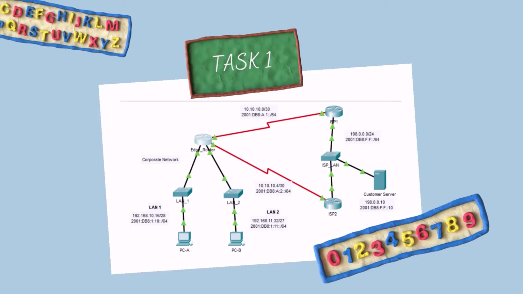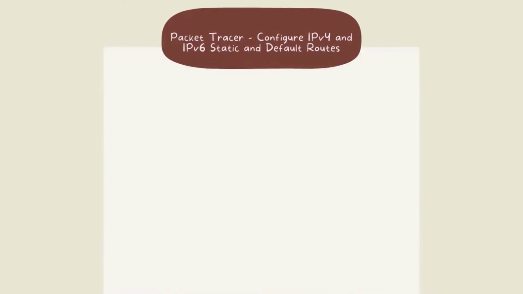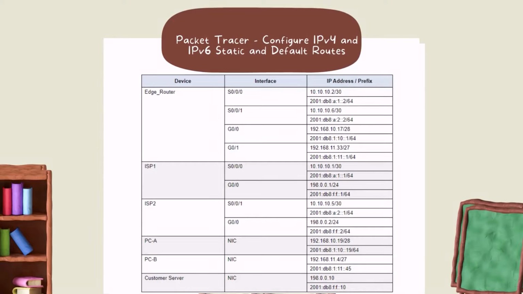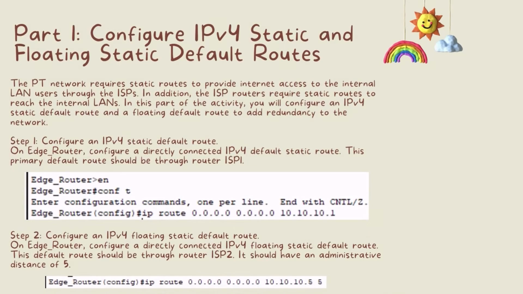I want to explain how to configure IPv4 and IPv6 static and default router. Okay, and this is a table for IP address to configure IPv4 and IPv6 static and default router. Okay, and part 1, configure IPv4 static and floating static default router.